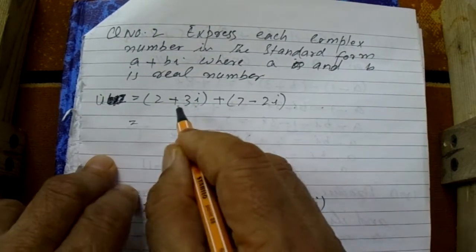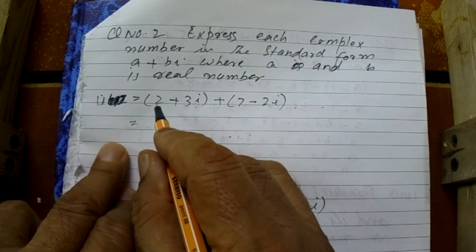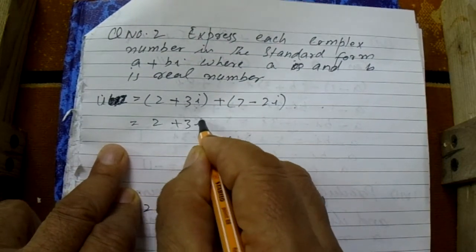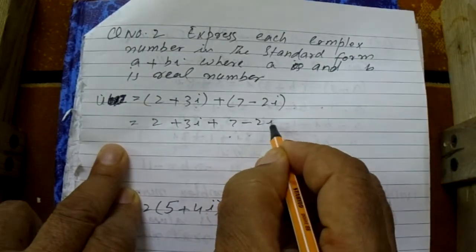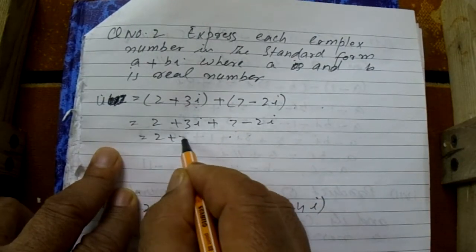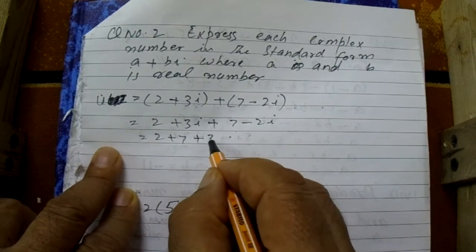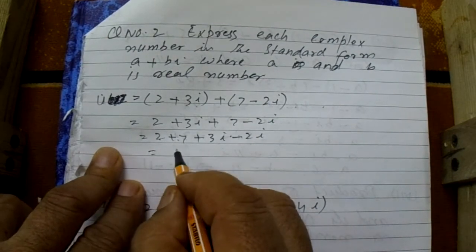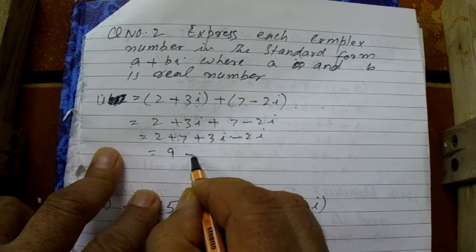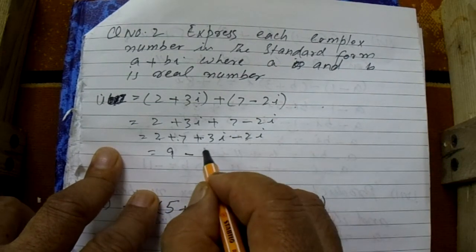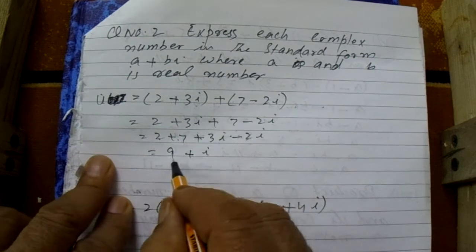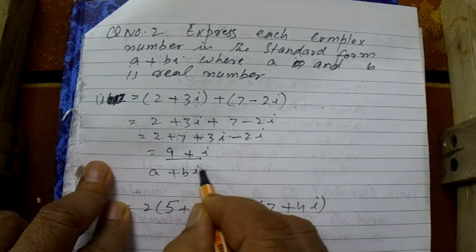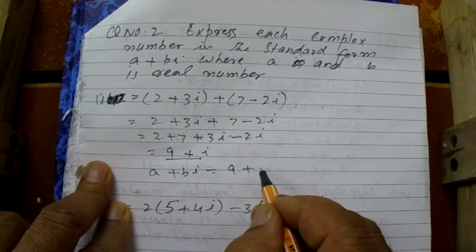Now again we remove these brackets. We write here 2 plus 3 iota and plus 7 minus 2 iota. Now 2 plus 7 and plus 3 iota minus 2 iota. Now is equal to 7 plus 2 is 9, and plus 3 iota minus 2 iota means plus iota. Now this is the standard form. You write here a plus b iota is equal to 9 plus only iota.